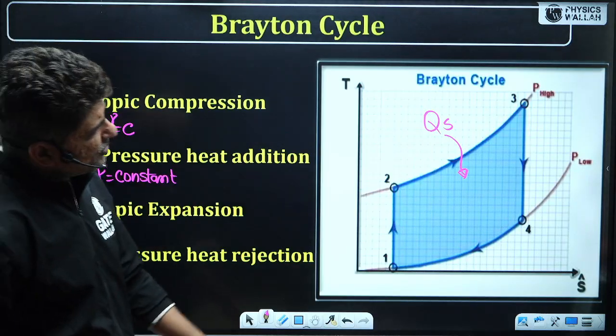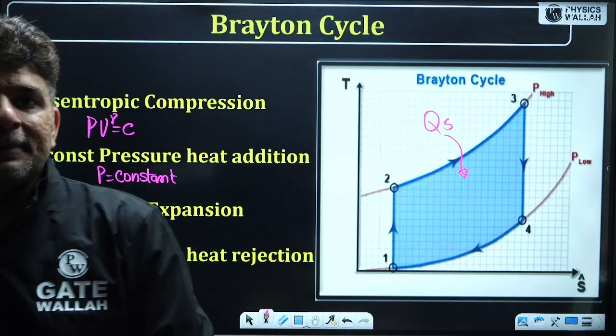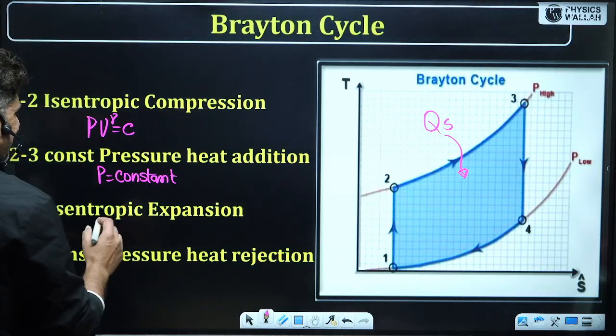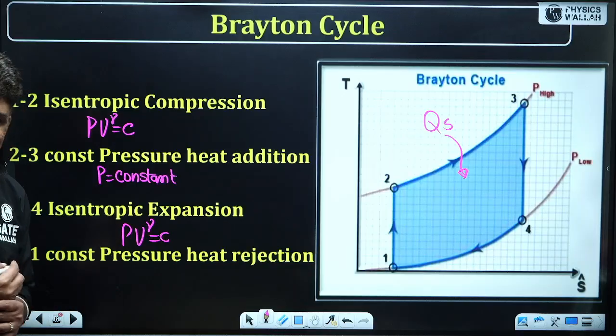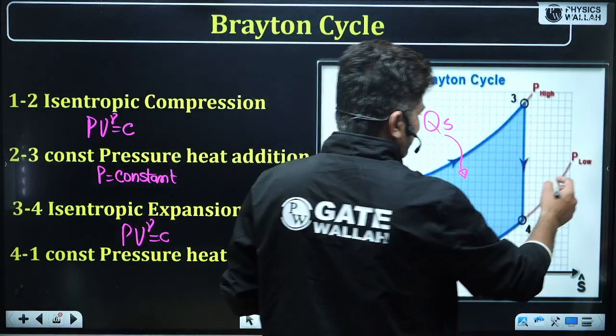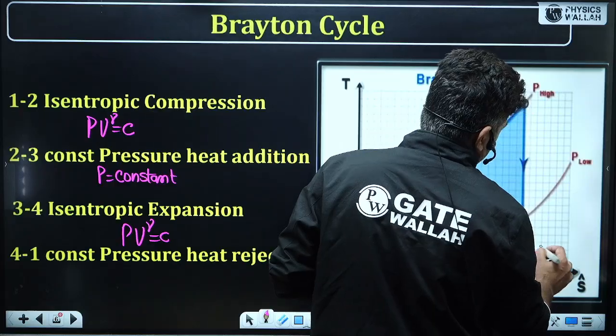Then the third process is happening over here, 3 to 4, where actually the power is generated. And this happens in isentropic expansion, which is PV to the power gamma equal to constant. And again, the fourth process, which is 4 to 1, is again pressure equal to constant. And here, heat rejection happens.